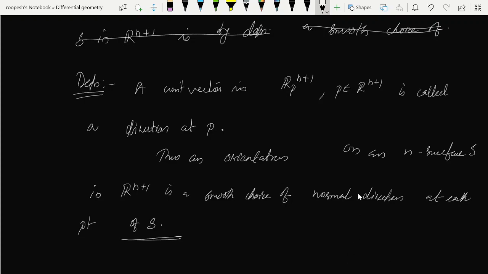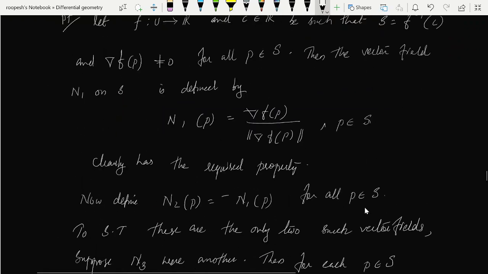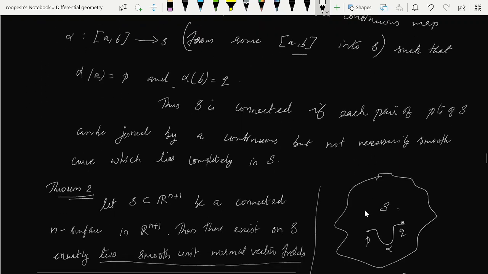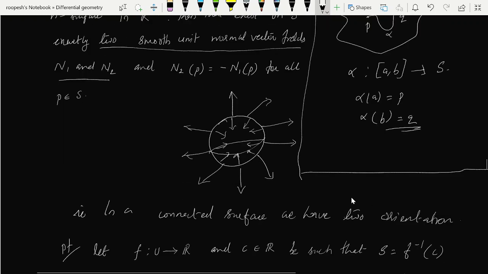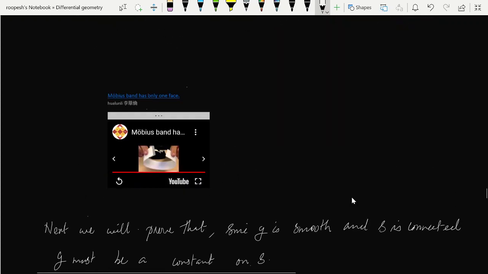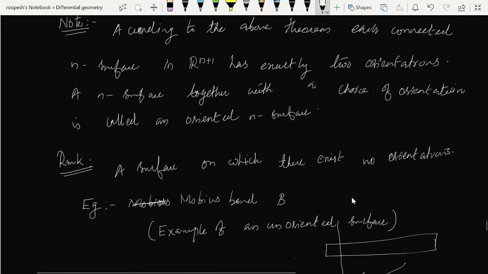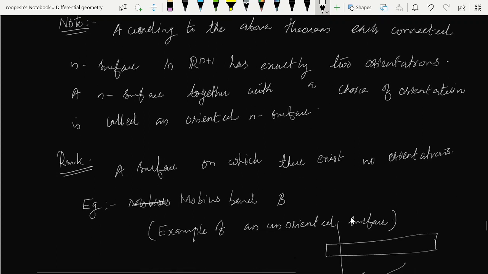Okay, so in today's class we have discussed, first, what we mean by a connected surface, then a theorem that in a connected surface we can give only two orientations. Next we have studied one example of a non-oriented surface, that is nothing but the Mobius band, and we are generalizing the fact that as per our definition of surface, the Mobius band cannot be included as a surface. Then also we are saying that it is a non-orientable two surface.